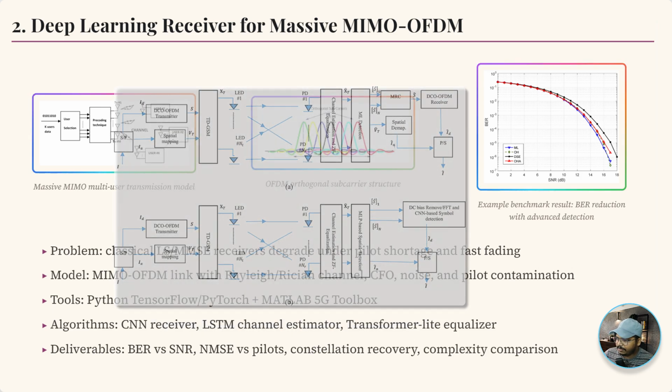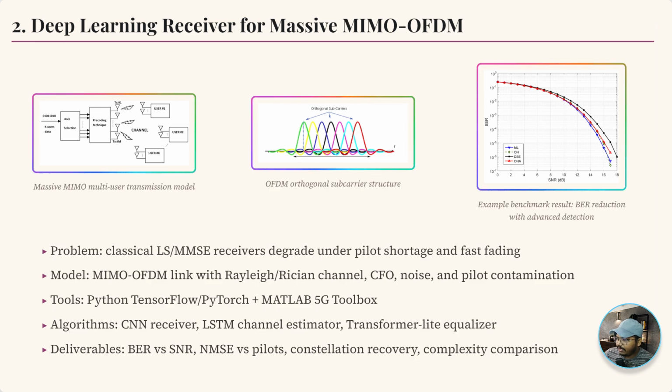In this project, you can generate a complete MIMO-OFDM dataset under different channel and noise conditions, and train a neural network to recover the transmitted information. Now, a CNN can be used for signal detection, and LSTM can be used for channel estimation, or a lightweight transformer can be explored as an equalizer. The final comparison should include BER versus SNR, channel estimation error, constellation diagrams, training performance, and so on.